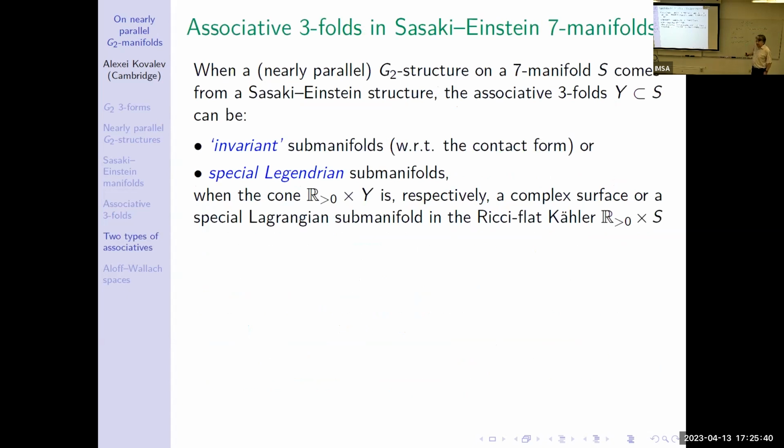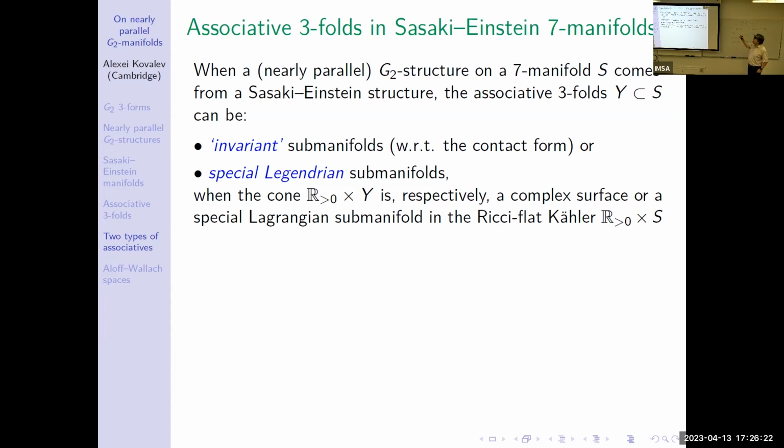Right. Okay, let's now return to Sasaki–Einstein. And so I'll start introducing the actual results of this talk. So basically, before I do that, the objective is to try and understand a bit better what exactly are those three-dimensional associatives in nearly parallel manifolds. Very little is currently known. So much of these results is basically a case study. We're looking at some particular examples of manifolds where we can actually get examples of associatives as a first step towards trying to build a general theory.